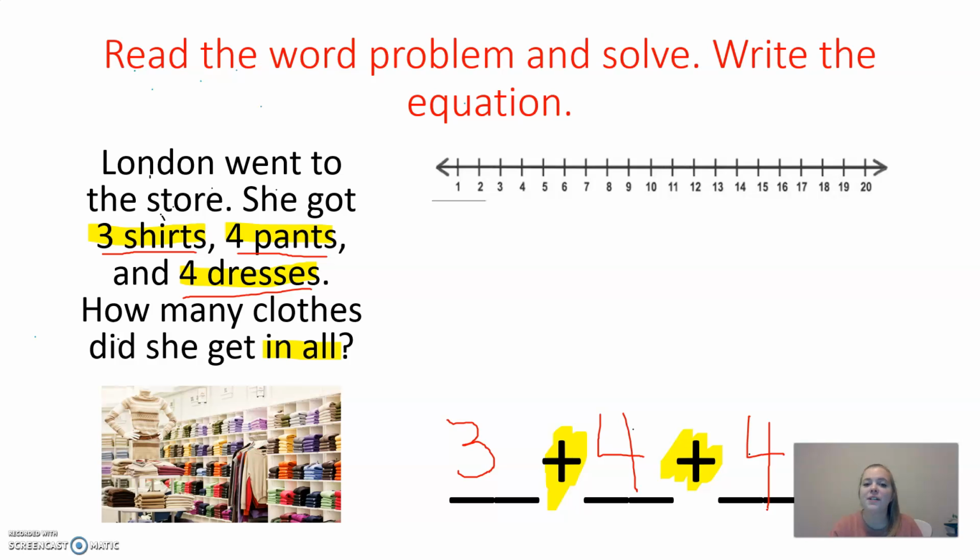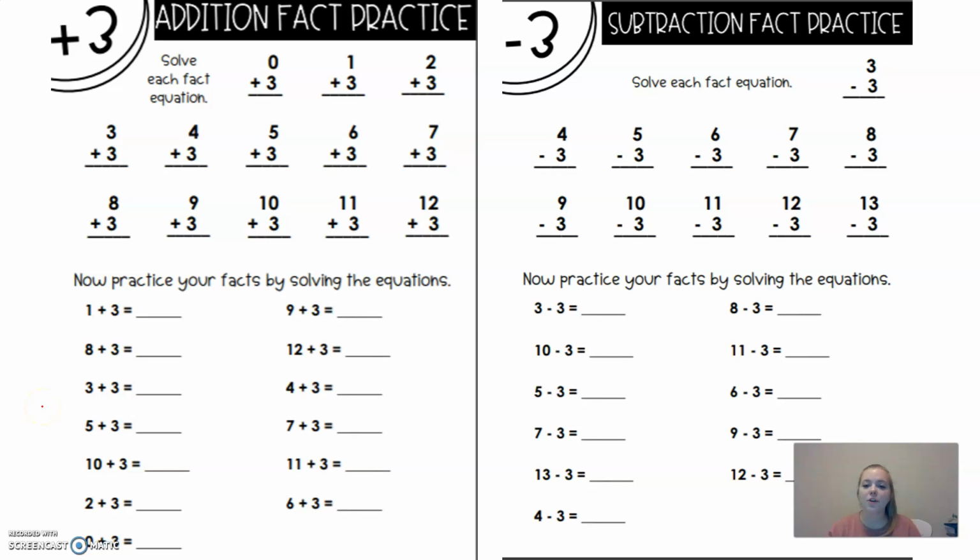Yeah, so I want you today to try and figure this one out by yourself, okay? So you can use the double strategy. You can draw a picture. So maybe you draw your 3 shirts, 4 pants, and 4 dresses, and then count them all together, okay? You can pick your strategy. Do it on a separate sheet of paper and send it to your teacher so she can see. All right, and then when you're done, you're going to work on some more addition and subtraction fact practice, okay?